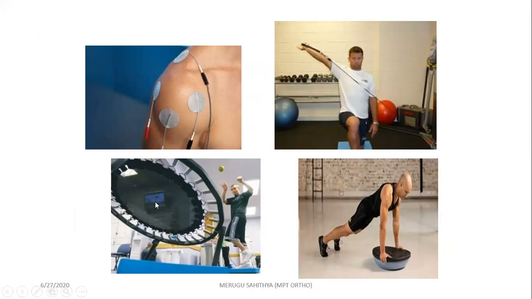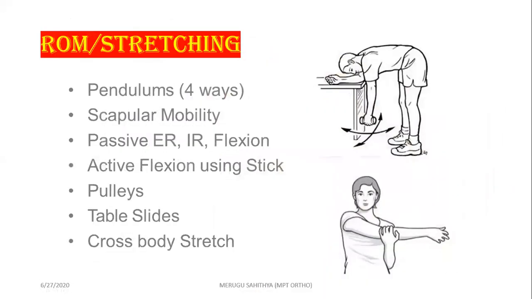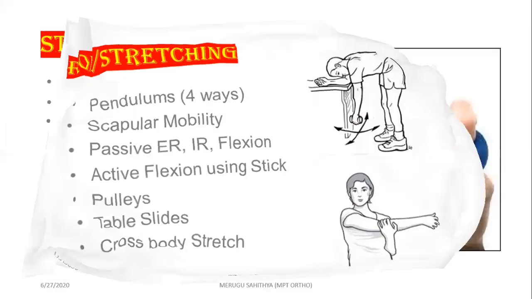These are different kinds of weight bearing activities and resistance activities. This is a neuromuscular control exercise, and application of TENS for pain management. ROM or stretching includes Codman's exercises in the 4-way direction, scapular mobility exercises, passive external rotation, internal rotation and flexion, active flexion using a stick or bar, pulleys, table slides, and cross body stretches.